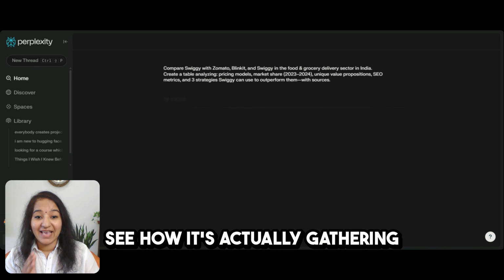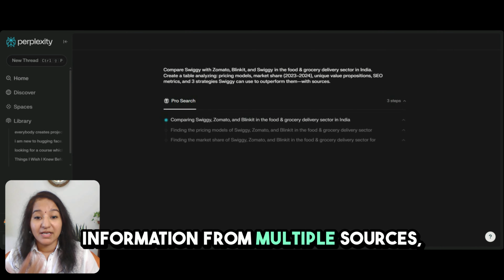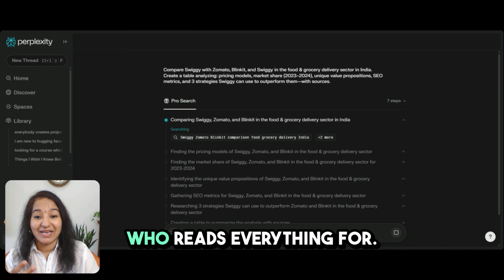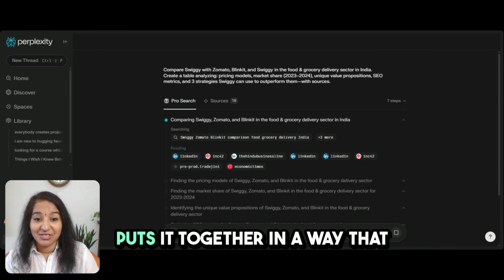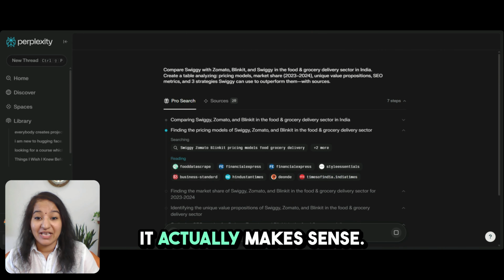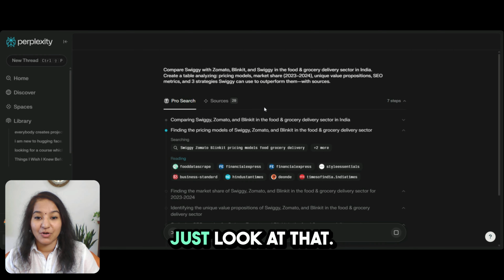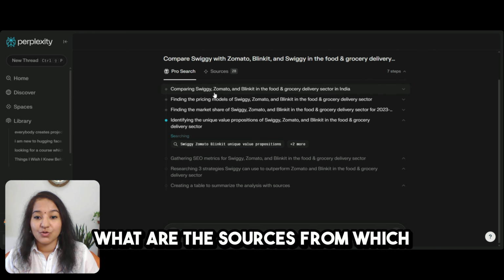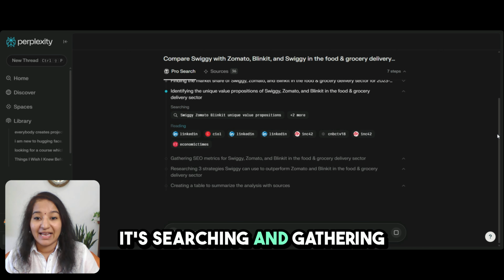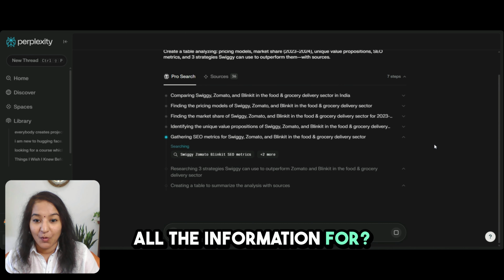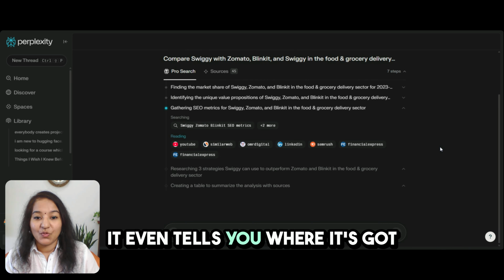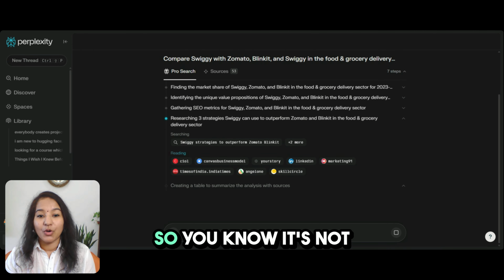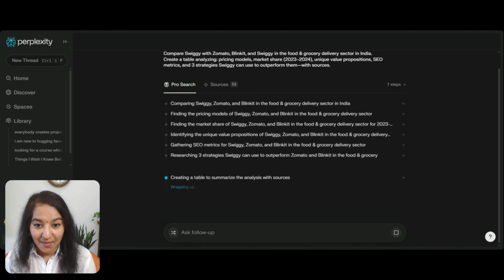See how it's actually gathering information from multiple sources. It's like having your own research assistant who reads everything for you, puts it together in a way that actually makes sense. Just look at that. And it's even telling you what the sources are from which it's searching and gathering all the information for you. It even tells you where it got each piece of information from. So you know it's not just making things up.